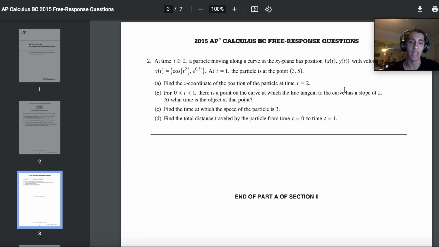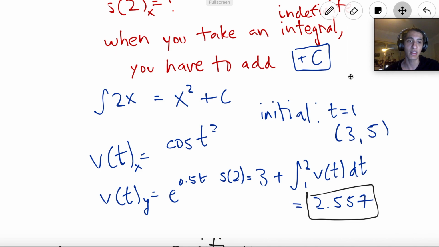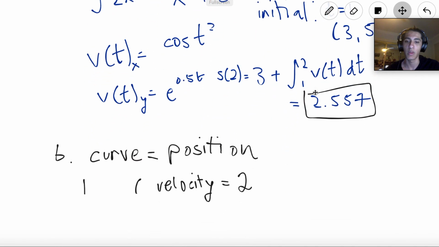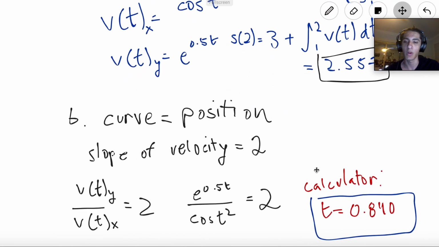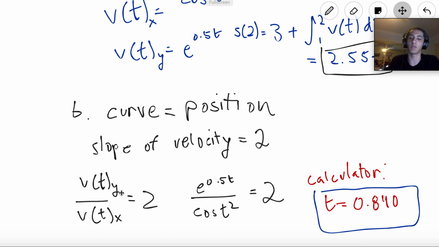So we're basically asked, where is the tangent line a slope of 2? Where is the velocity a slope of 2? So with that understanding, we know that basically we want to see where the v of ty over the v of tx, right, delta y over delta x, is equal to 2.